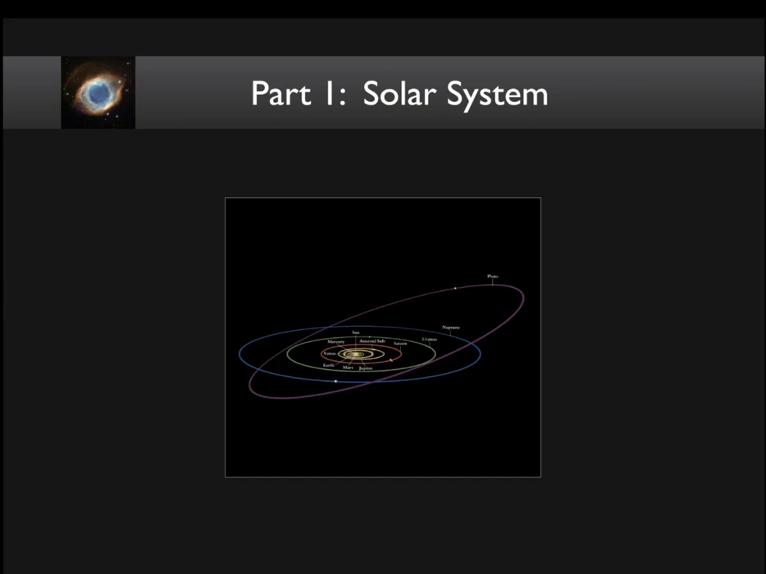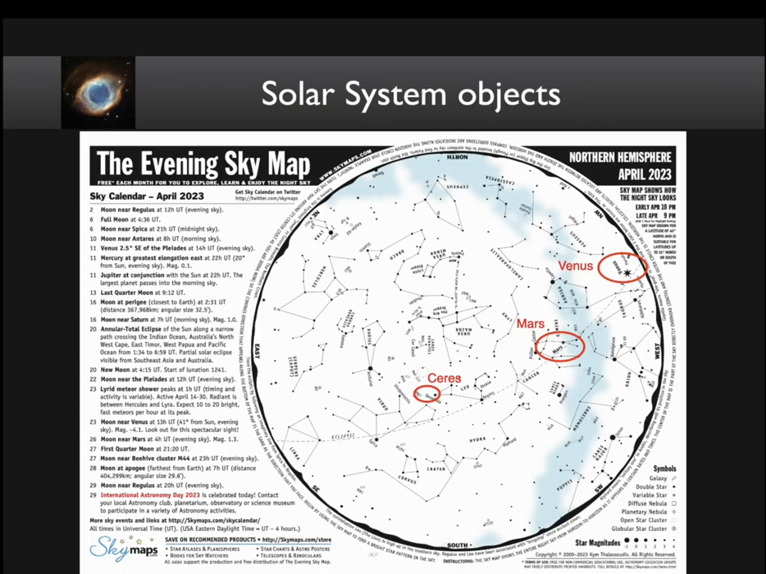Okay, so the first part, let's look at objects we'll see in our own solar system. There are three objects that we can see in the night sky when we go to the observatory. Those are the planets Mars and Venus and the dwarf planet Ceres. This map is a map that you'll have with you when we go to the observatory. It shows what the night sky will look like on March 29th or on April 29th when we go.